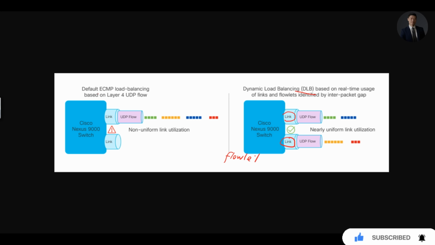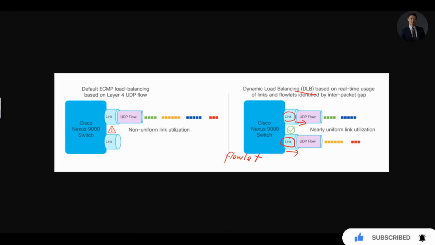This flowlet-based forwarding, where the packet bursts within a flow are identified as a flowlet. Each flowlet can be sent over different paths. You can send here, you can send here, without causing out-of-order delivery, which is critical for RDMA traffic.